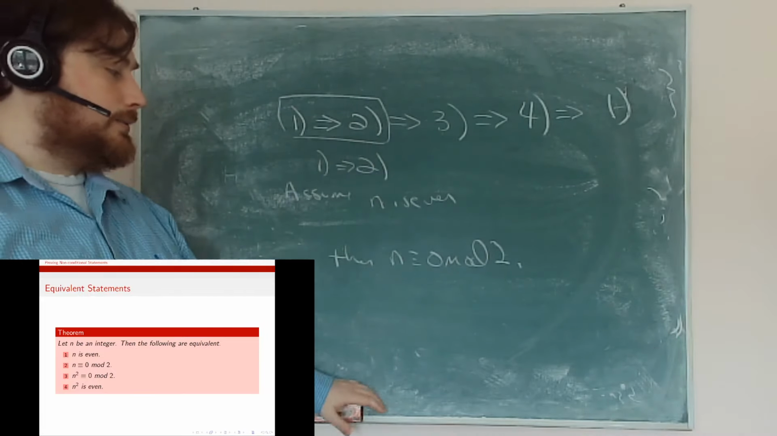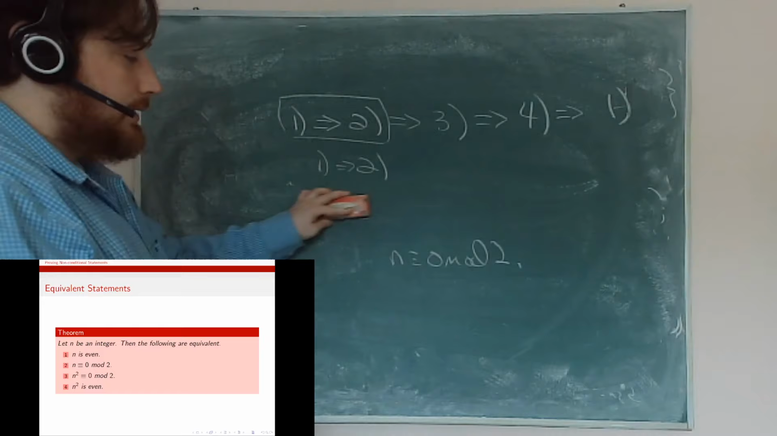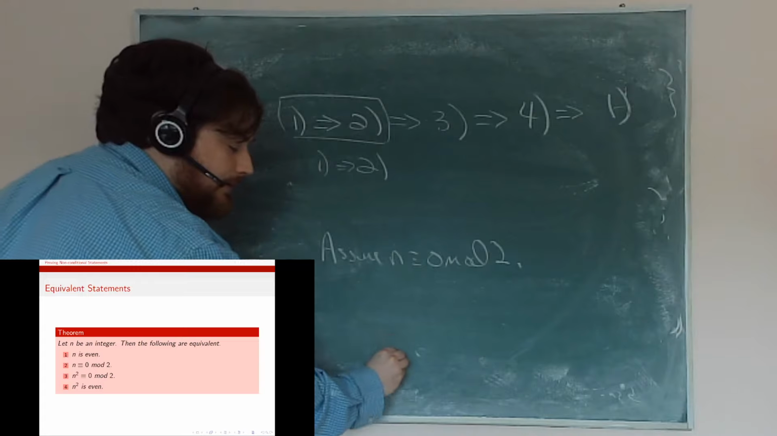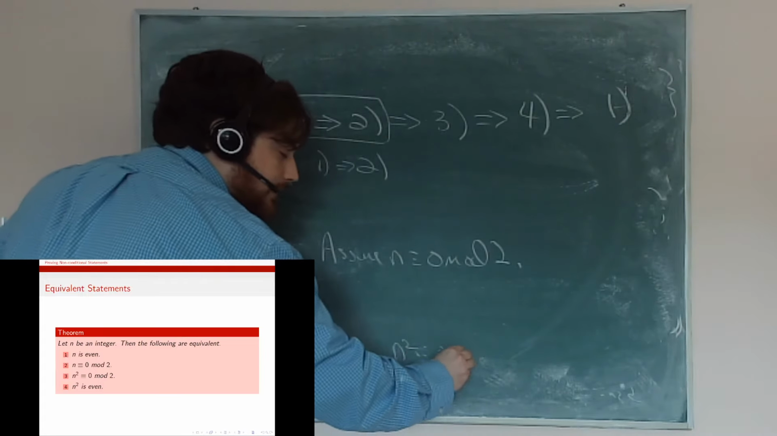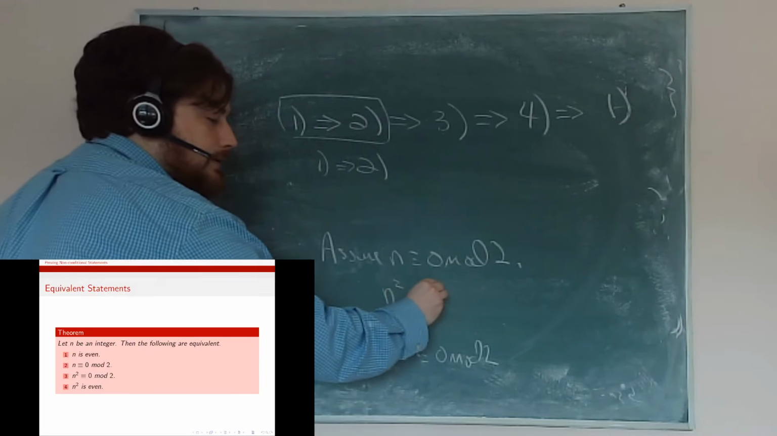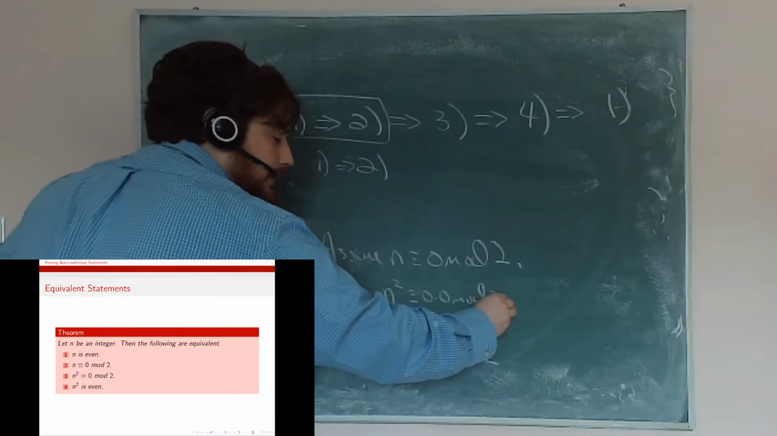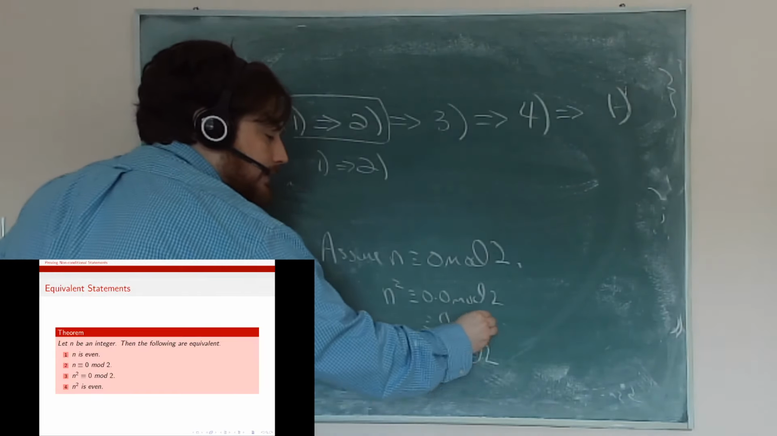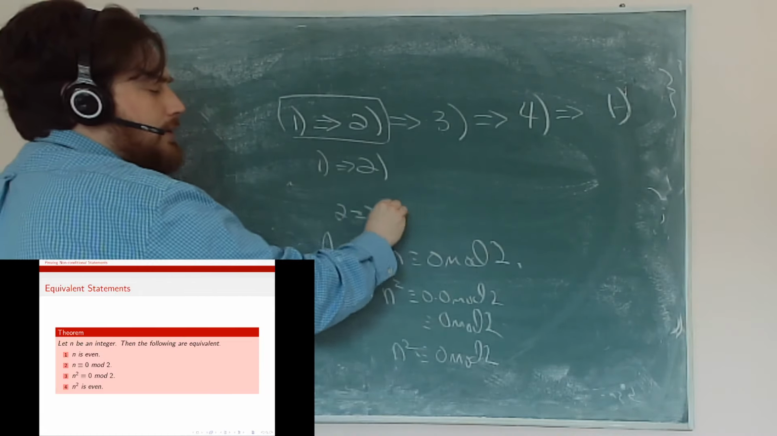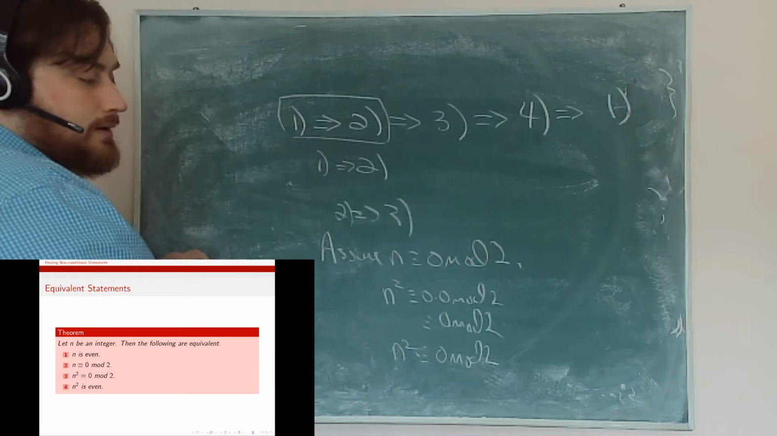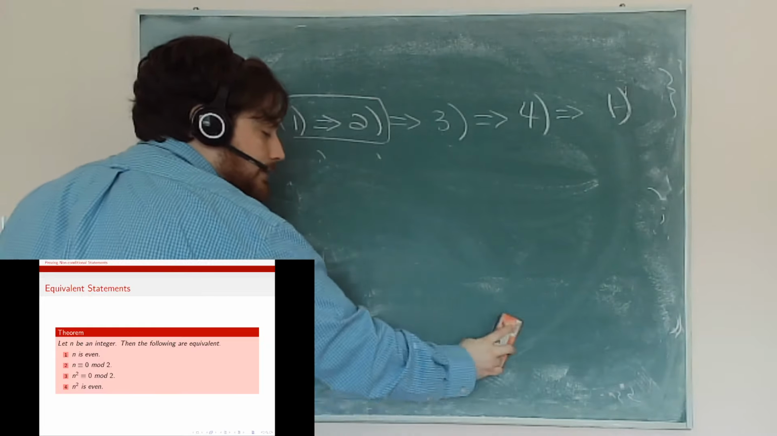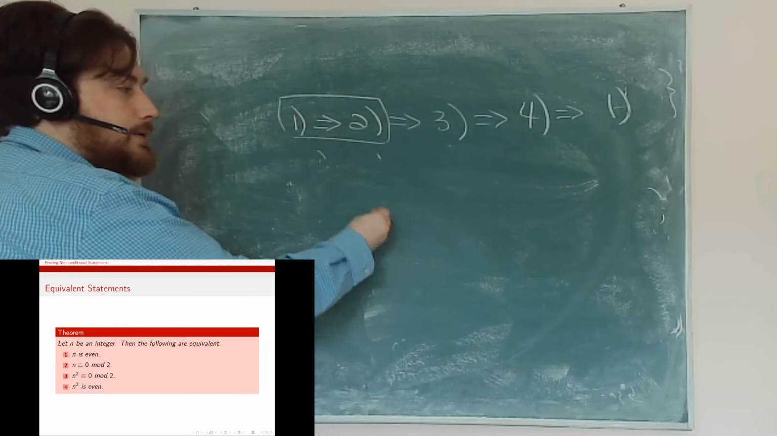To show 2 implies 3, we just assume n is congruent to 0 mod 2, and I want to show n squared is congruent to 0 mod 2. Well, then I would say n squared is congruent to 0 times 0 mod 2, which is 0 mod 2. Hence, we get 2 implies 3. And then 3 implies 4 is just, we assume n squared is congruent to 0 mod 2.